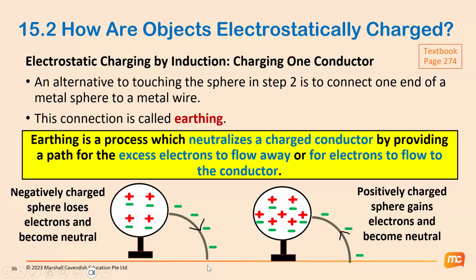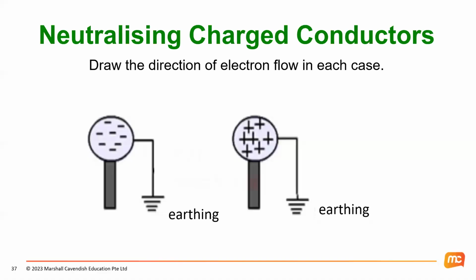The earth or the ground is actually a huge reservoir of electrons. It has many electrons. Electrons can go down, and electrons can come out. This entire process of neutralizing it is called earthing.